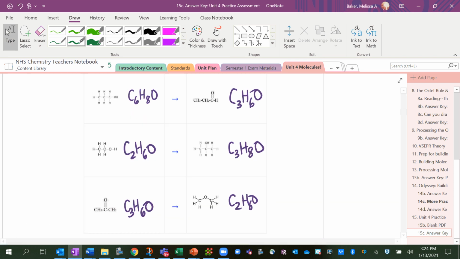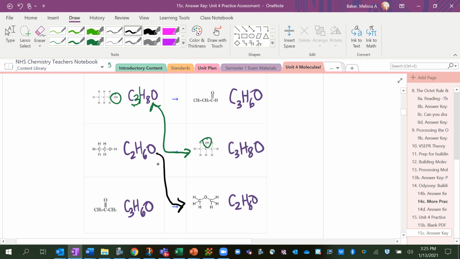Okay, let's get a different color here. So C3H8O, there's only one other one. Oops, this is supposed to be C3. There's only one other one that has 3 carbons, 8 hydrogens, and 1 oxygen. And so you can see that these two are isomers. You can see that the OH group has moved from being on an end carbon to the middle carbon. So that makes sense.